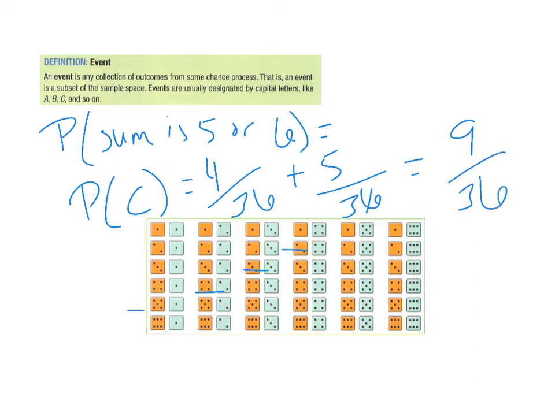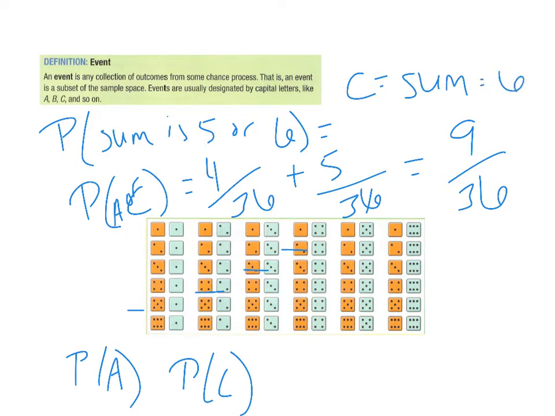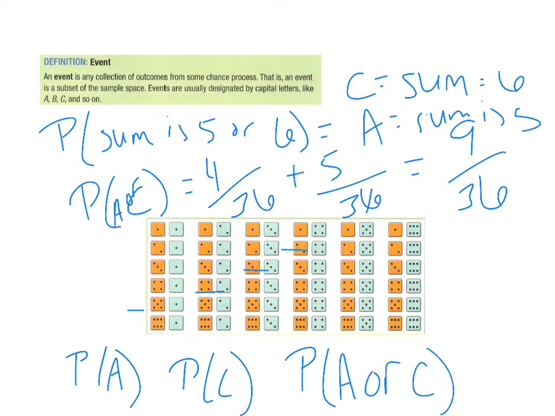So the probability of event A or C. Let's back up for a second and look at that notation. We had event A, we had the probability of event A, and we had the probability of event C, with C being the sum equals 6, A, the sum is 5. And so when we write this, we're looking for the probability of event A or event C happening. And I was able to add those together because none of those outcomes were the same.